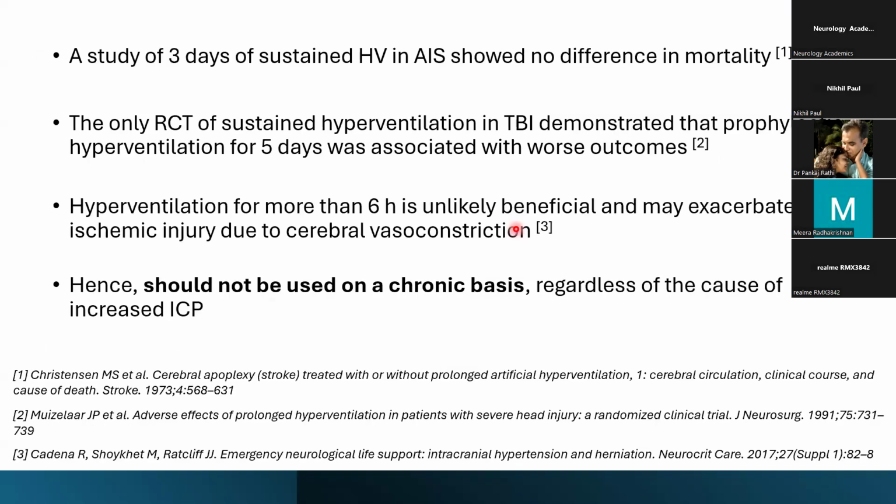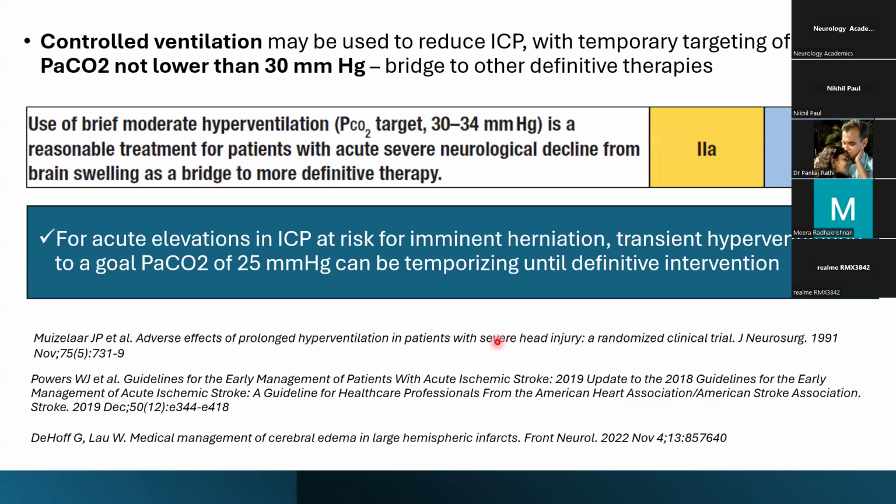So this was some of the evidence. I'll not go into the details of it. So sustained hyperventilation for 3 days in stroke and 5 days in traumatic brain injury showed worse outcomes actually. And hence it should never be used on a chronic basis regardless of the cause of raised ICP. Avoidance of hypocarbia is the rule.